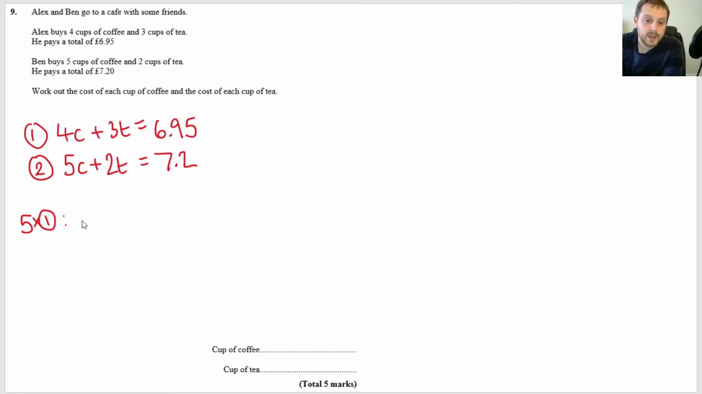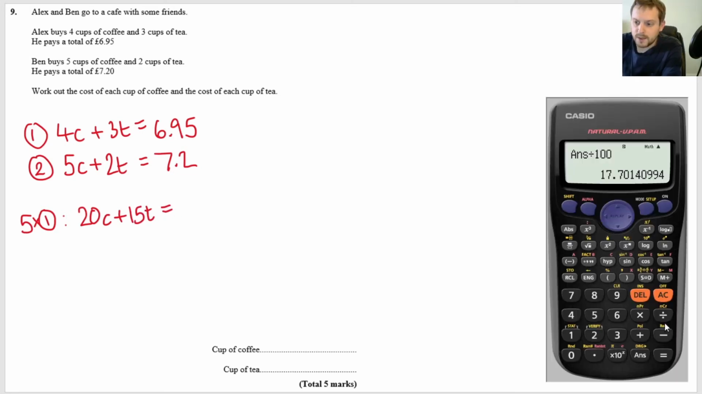So 5 times this will be 20c plus 15t equals, and then whatever 695 times 5 is. So this is what the calculator is for. So 695 times 5. So that's 3475.